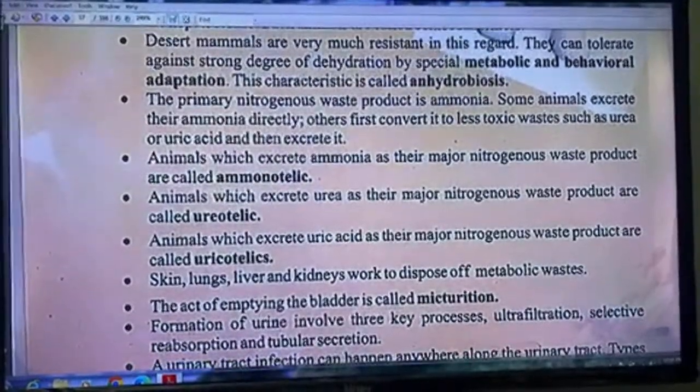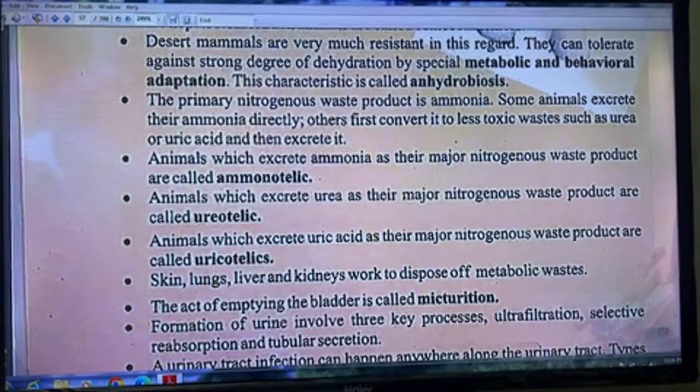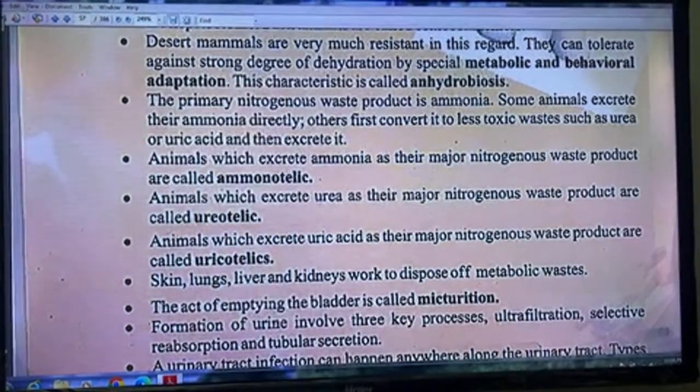Desert mammals are very much resistant in this regard. They can tolerate a strong degree of dehydration by special metabolic and behavioral adaptations. This characteristic is called anhydrobiosis.